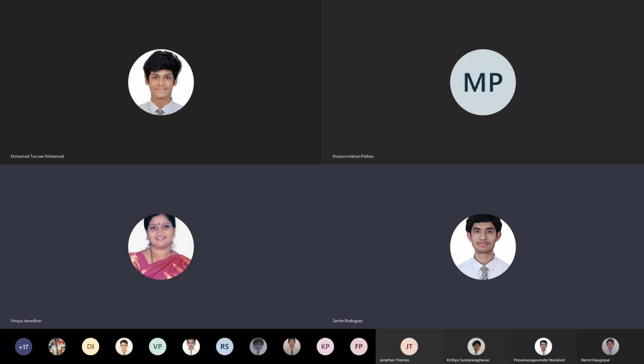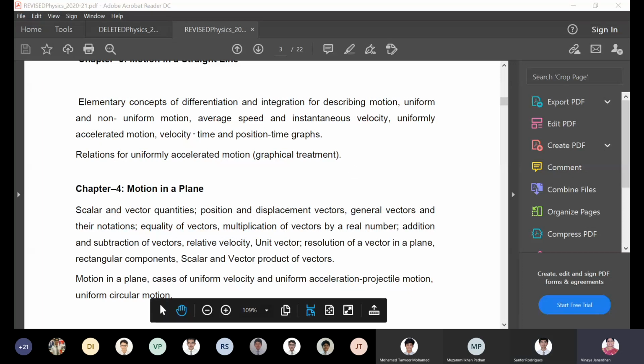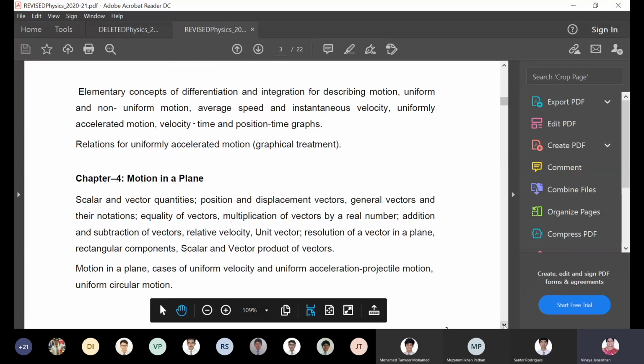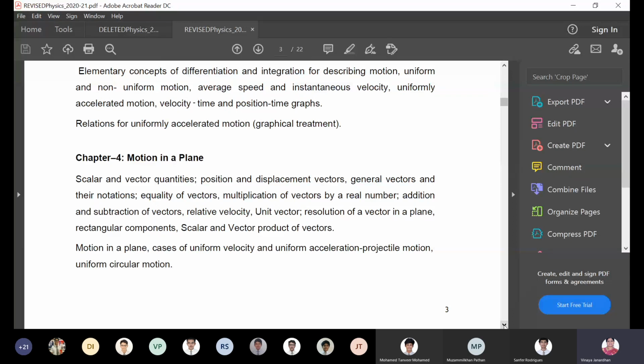From the net you have uploaded, or from the textbook? Sorry, from the textbook only. Okay, I'll check. I'll finish this work. Yes, ma'am, most of you are confused with this. This is the first time CBSE is changing all those things. Okay, fine. So vector product will not be there in motion in a plane. Is that clear, boys?